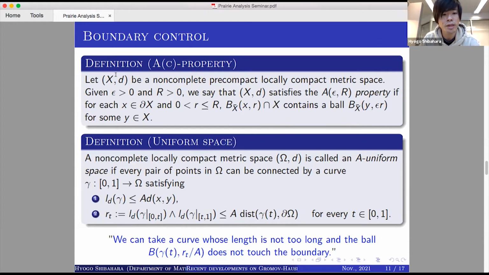We fix a metric space, and we are given epsilon and r. We say that X satisfies the A epsilon r property if, for a boundary point, the ball of radius r intersected with X contains a ball of radius epsilon r for some y inside X. This means that even if we consider a ball in X bar, it doesn't touch the boundary and it is contained in the ball of radius r centered at the boundary point, intersected with the big X. So a cusp-like boundary does not satisfy this condition. And another one is uniformity.